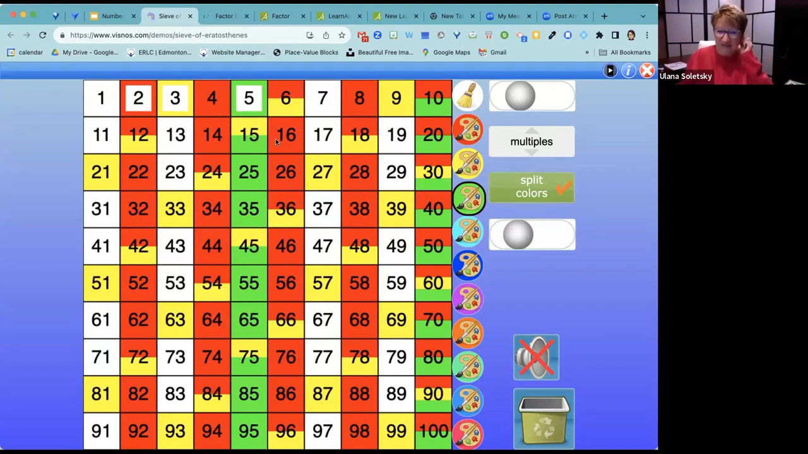Okay, so what is the next prime number? It's 7. So I'm just going to pick a different color. It is 7. And watch. And this is actually really good for also finding the greatest common factor. I'm not the greatest common factor, the lowest common multiple.